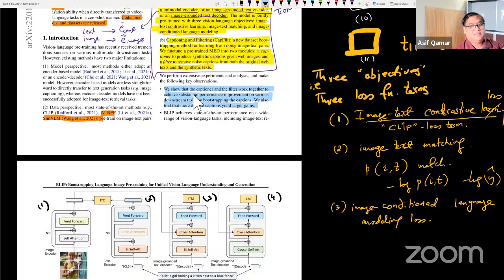They're taking the, based on the captioner and filter, they are generating those new captions, but also feeding it back to the image to make the model pre-train better. Yes, so it's a multi-pass, iterative solution.